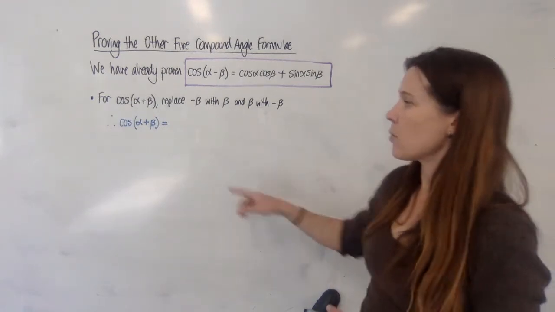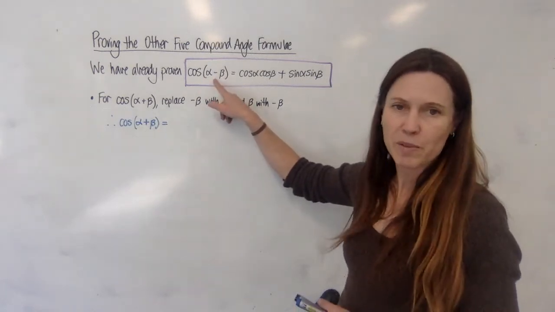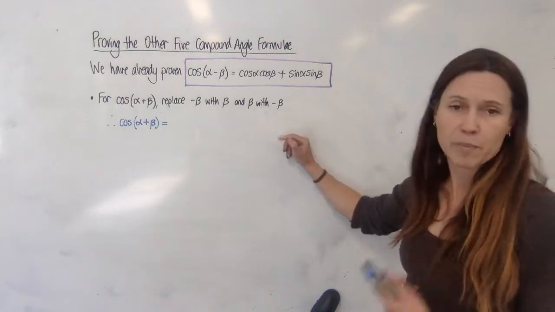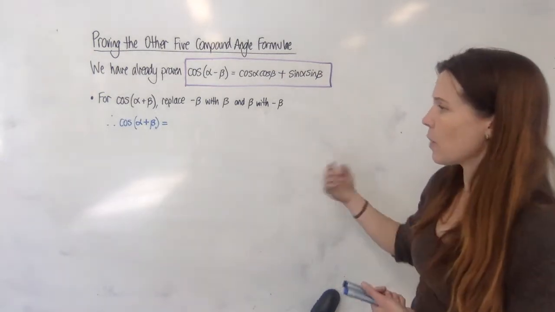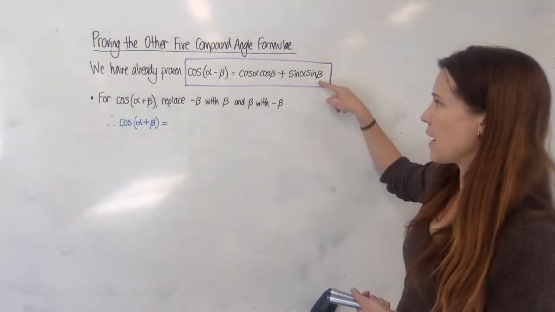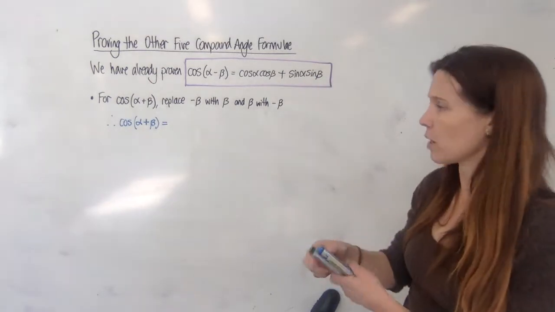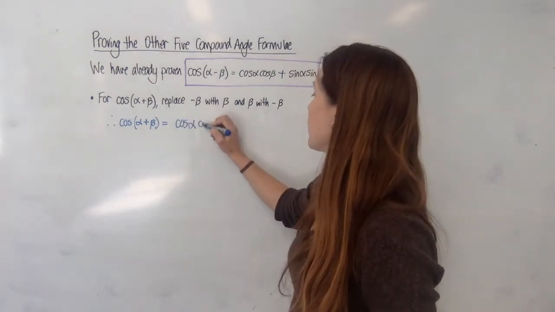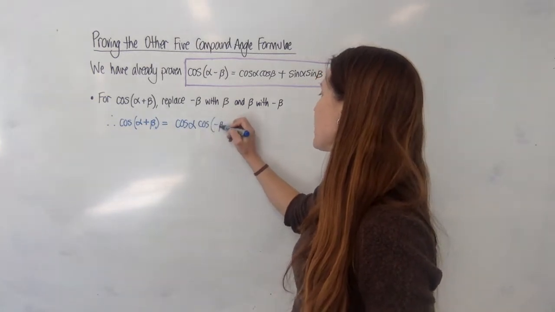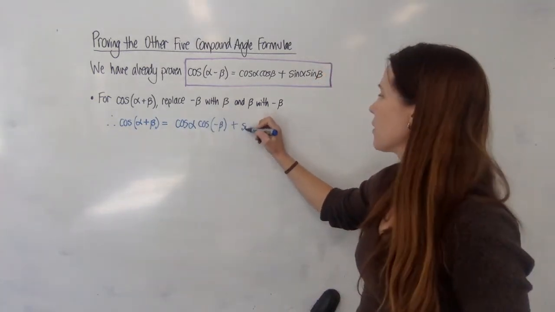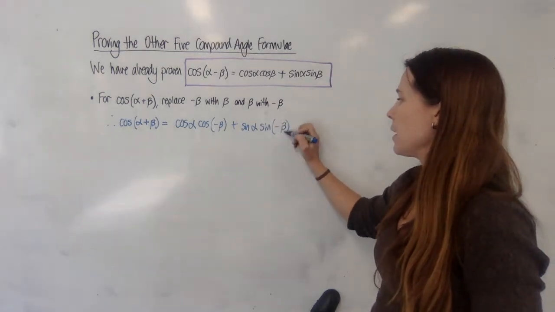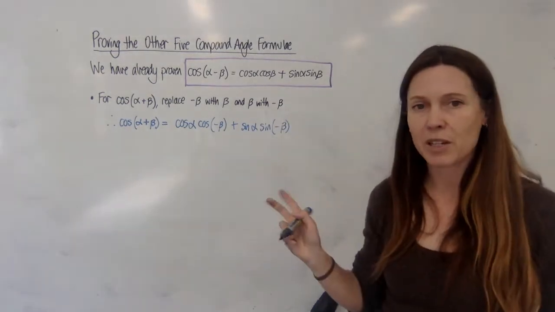So the best one to start with is the one that looks exactly like the one we've got, except that negative beta has become beta, so in turn beta needs to become negative beta. So the way to do it is just to write out what we already had, but instead of the betas, we're going to put negative betas in. So we end up with cos of alpha, cos of negative beta, plus the sine of alpha, sine of negative beta. Now, that looks awkward. Can we tidy it up?